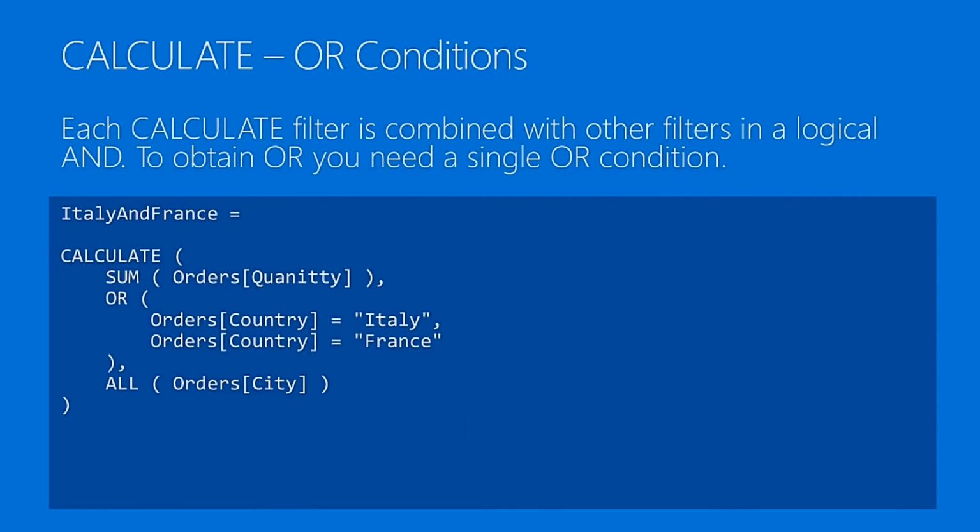Since all the conditions that you put in calculate are put in a logical AND together, if you need to use an OR condition, then you need to merge into a single condition two different sets. So if you want Italy and France together, you do a calculate of sum of orders, well, that is a mistake, quantity, where country is equal Italy or France, and these two conditions should be put in the single condition, because if you split them as two different conditions, they will be put in a logical AND, and as a result it will always be empty, because there is nothing which is Italy and France at the same time. Make sense?